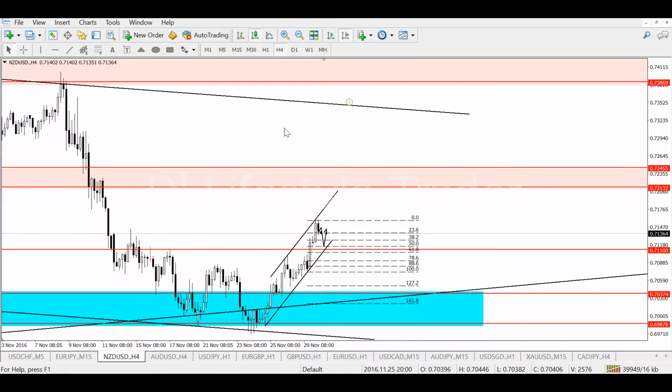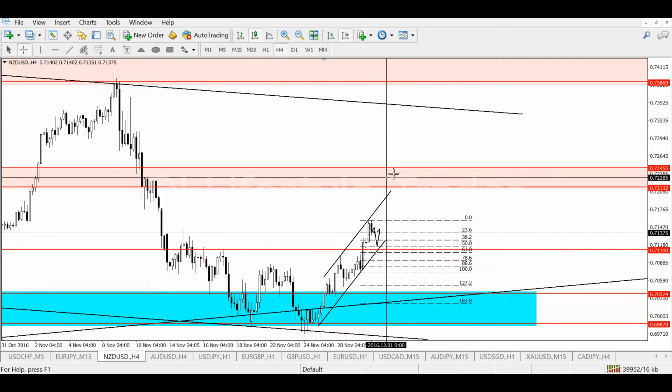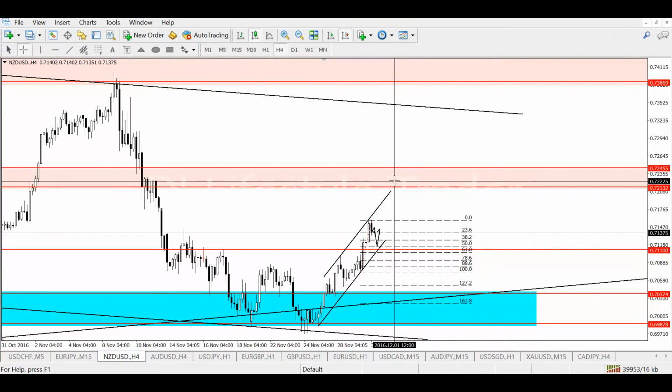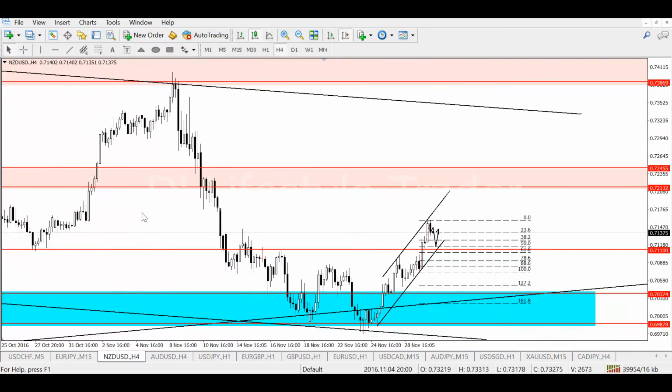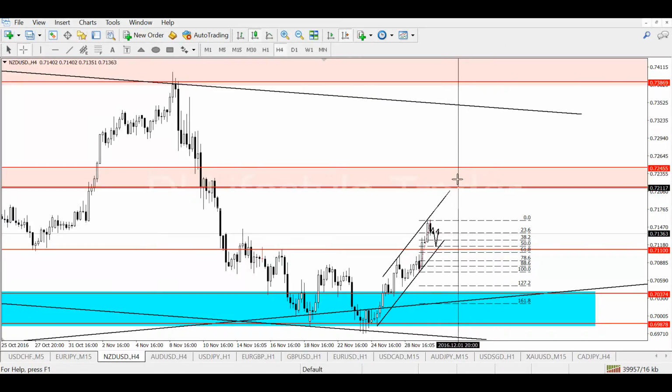Then I am expecting that the price can appreciate all the way back into the key resistance zone right here. Okay, so that's where I'm looking, and I will continue buying if there's opportunity all the way to this level. Then that's where I will look for reversal for the Kiwi against the US dollar.